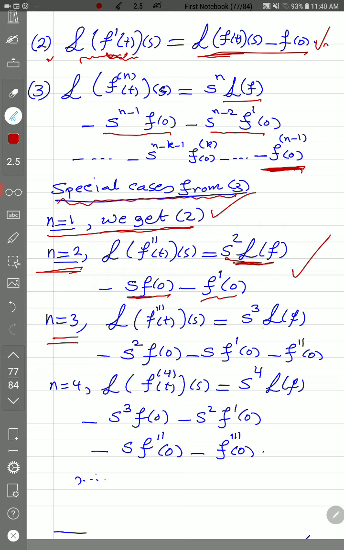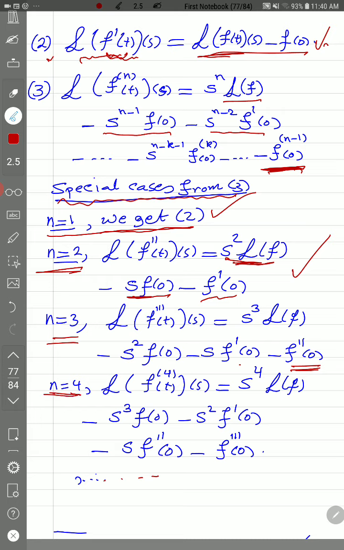And so s cubed L f minus s squared f of naught minus s f prime of naught. Then you stop when n is 3, it will be the fourth term here. It will be f double prime of naught. So n equals 3. And if you carry on, you can carry on until you want to stop.